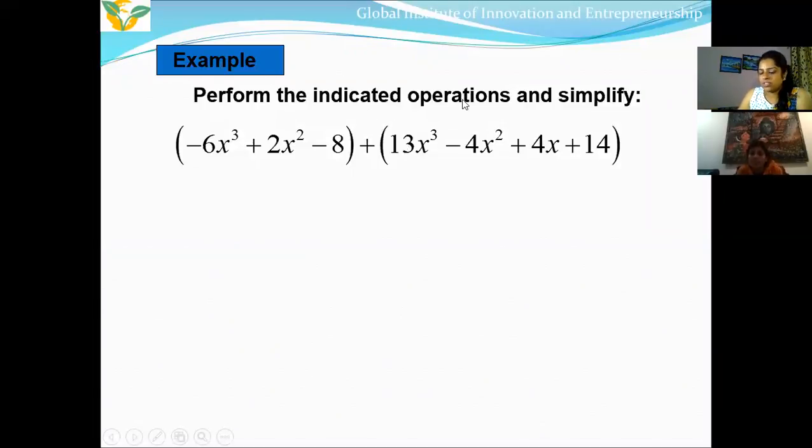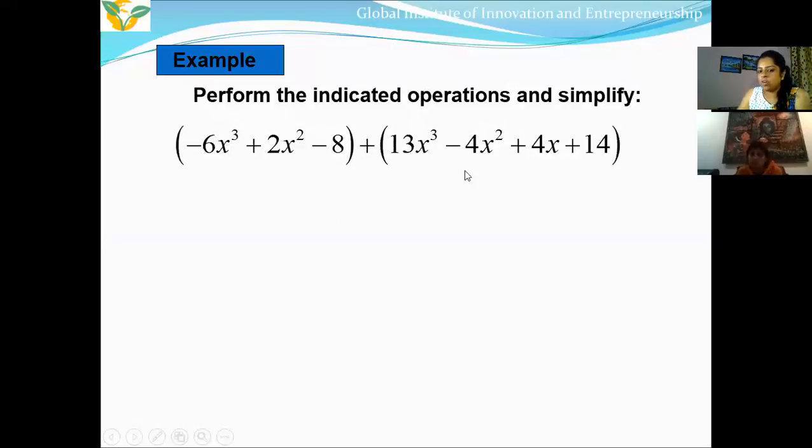I have given an example here. Perform the indicated operations and simplify. In the first bracket I have given you minus 6x cube plus 2x square minus 8, plus in the other bracket 13x cube minus 4x square plus 4x plus 14. Before performing this simplification, I have already told you about like terms. So keeping that in mind, you have to perform the operations. Minus 6x cube plus 13x cube. What are these? Like terms. So minus 6 plus 13 will give us 7x cube, plus 2x square minus 4x square.